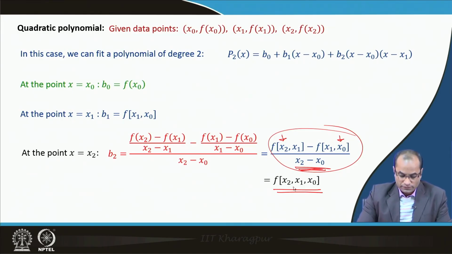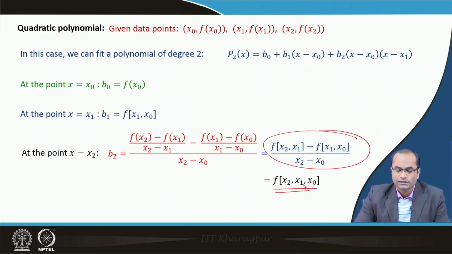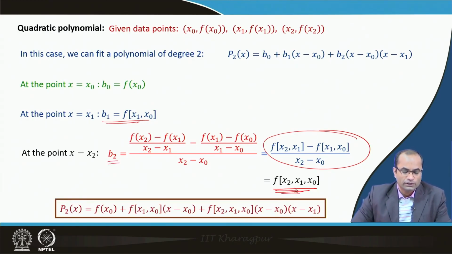denominator. So, here this ratio we are defining as this divided difference again with these 3 points, that is x 2, x 1 and x naught. So, having this B 1 in terms of this divided difference, B 2 also in terms of this divided difference, we can now write down the polynomial, which is second degree polynomial now.